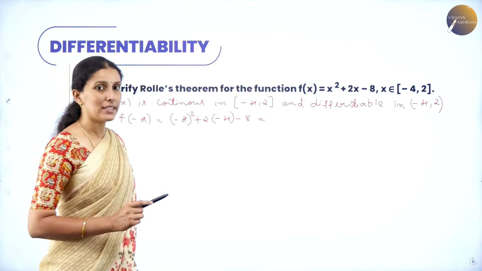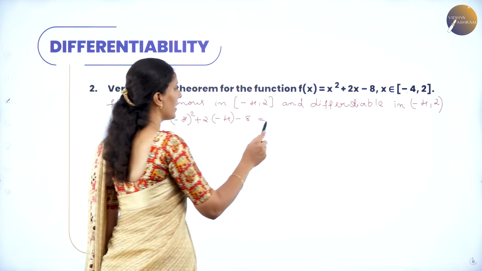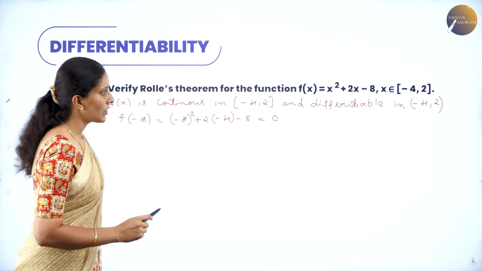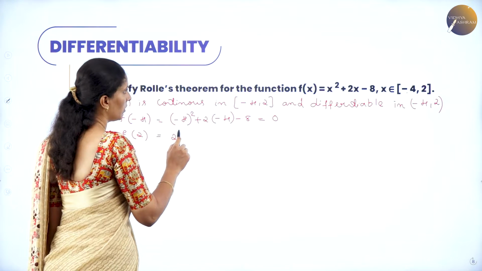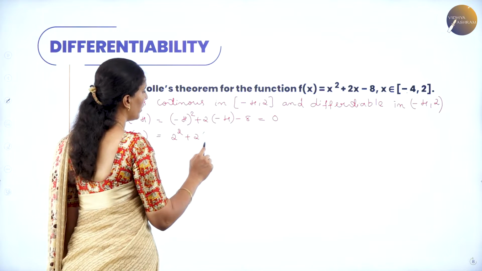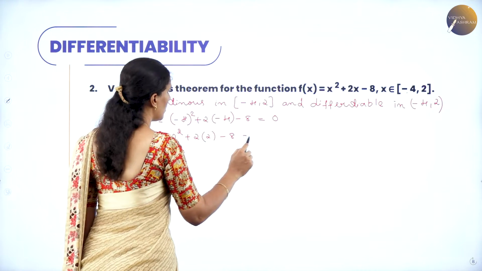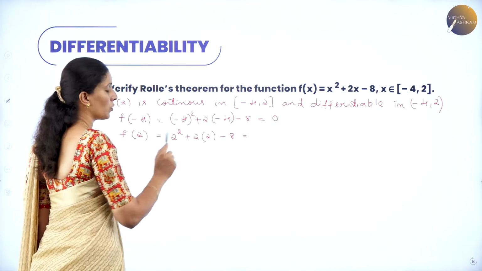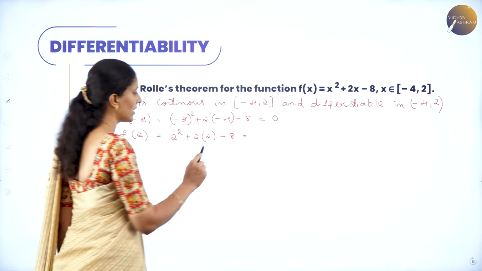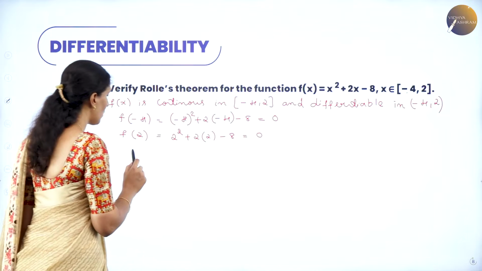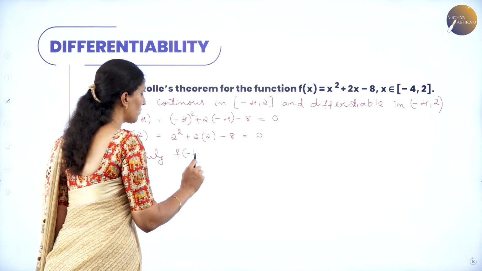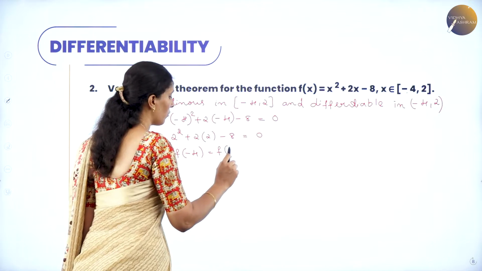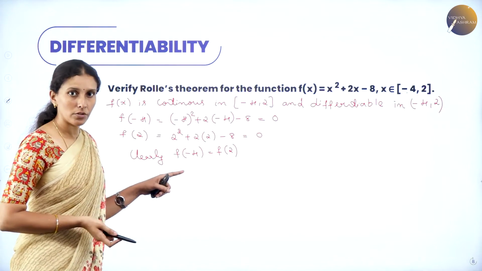16 minus 8 is plus 8. 8 minus 8 is 0. Next we will check it for f of 2. So f of 2 is 2 square plus 2 into 2 minus 8. So 2 square is 4. 2 2s are 4. 4 plus 4 is 8. 8 minus 8 is 0. So clearly f of minus 4 is equal to f of 2. Now the third condition is also satisfied.